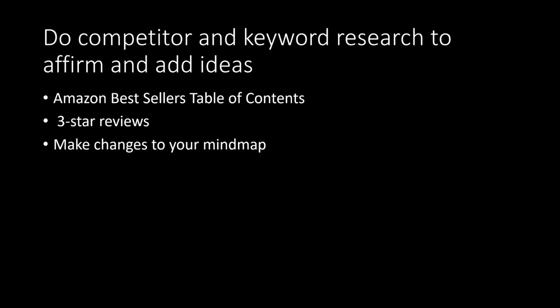As you look at these reviews, you want to make changes to your mind map to include the new sections that you didn't think of, consolidate similar sections, as well as remove sections that aren't too relevant. Same thing as you check out competitors' table of contents. You also want to start ordering the different sections into chapters, and by the end, you should have all your chapters mapped out with what you want in each chapter.